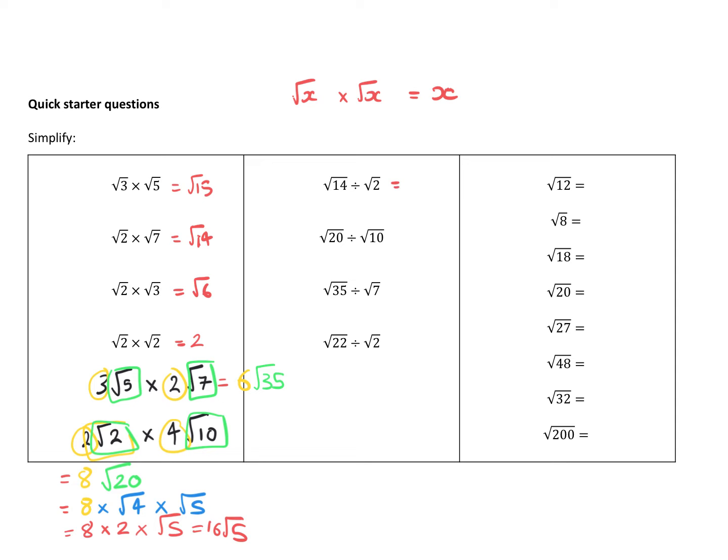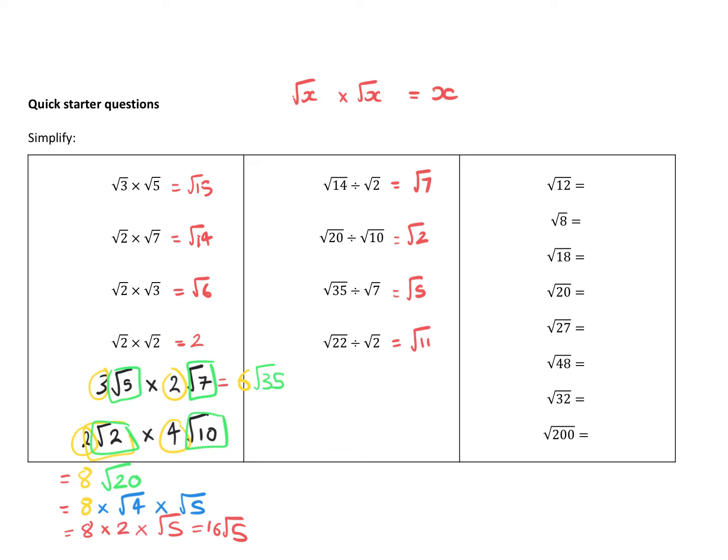On to the divisions. Root 14 divided by root 2, root 7. Root 20 divided by root 10, root 2. Root 35 divided by root 7, root 5. And root 22 divided by root 2, root 11. And there's no further simplification on any of these.